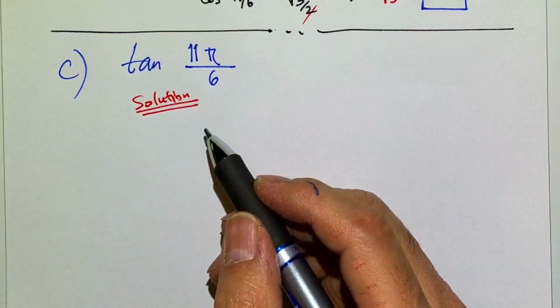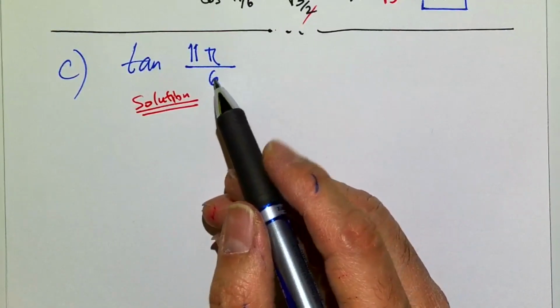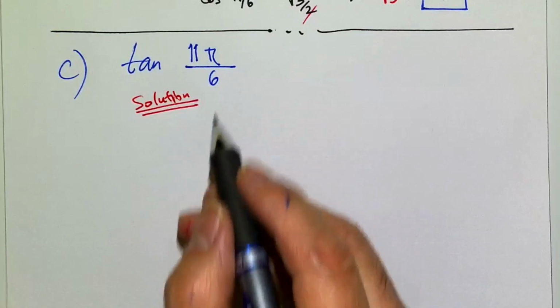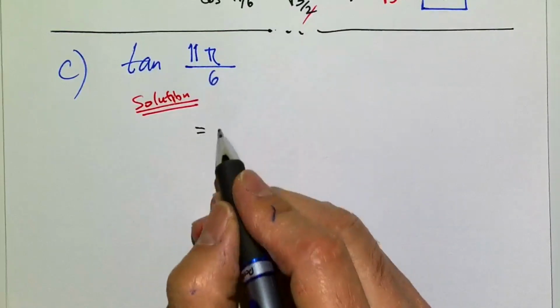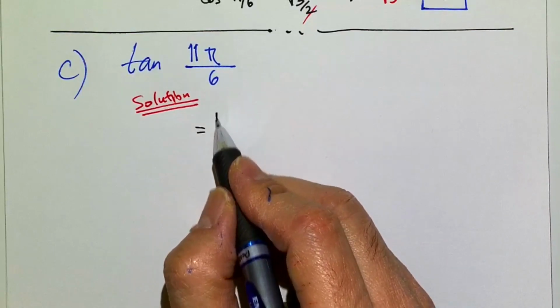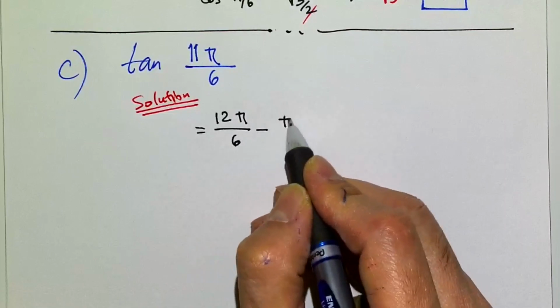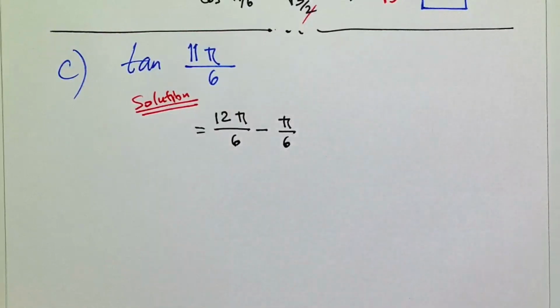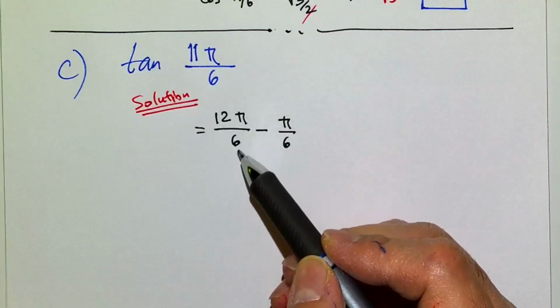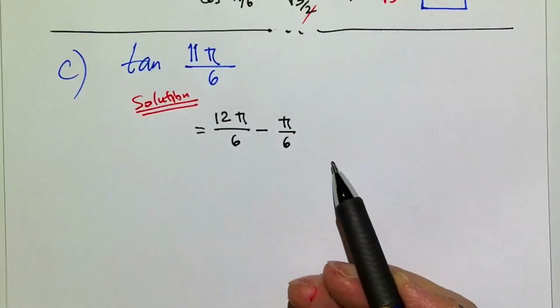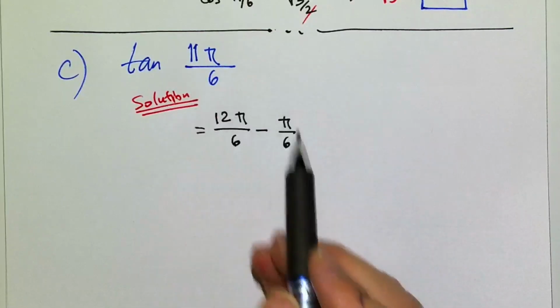Smaller angles, like the ones in the table. So if we break this up, we can say that 11 pi over 6 is equal to 12 pi over 6 minus pi over 6, isn't it? Right? Because 12 pi minus pi, that's 11 pi over 6. So we broke it up into these two.